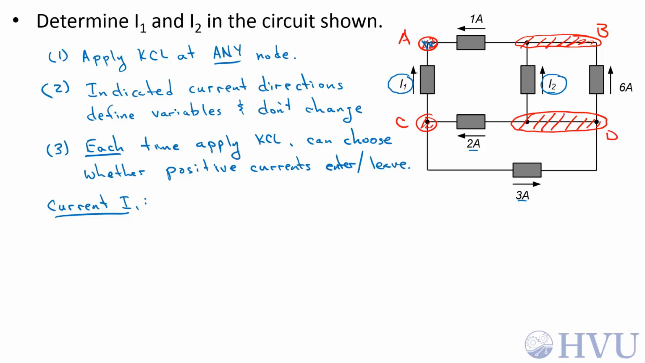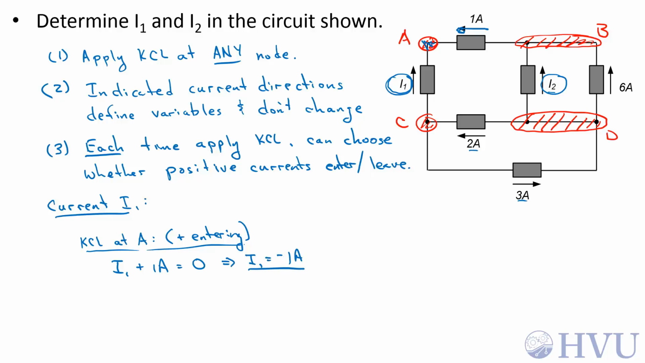Now let's do KCL at A. And I'll assume that positive currents are going to be treated as entering the node. Remember, that particular decision is arbitrary. So if positive currents are entering, I1 is entering, so it's positive. 1 amp is also entering node A. It is also positive. Those sum to 0. They're the only two currents that affect that node. So this tells me that I1 is equal to negative 1 amp.